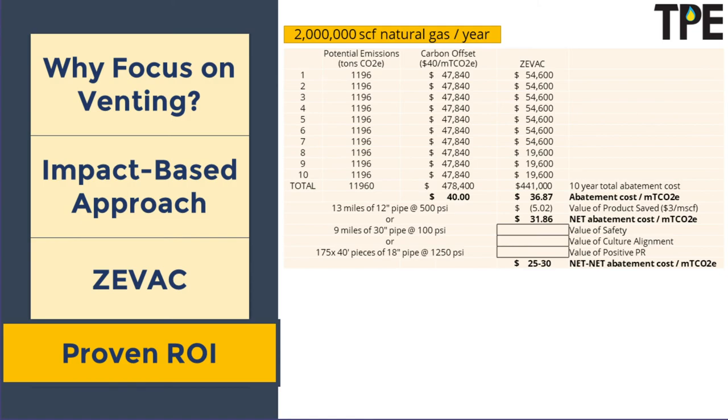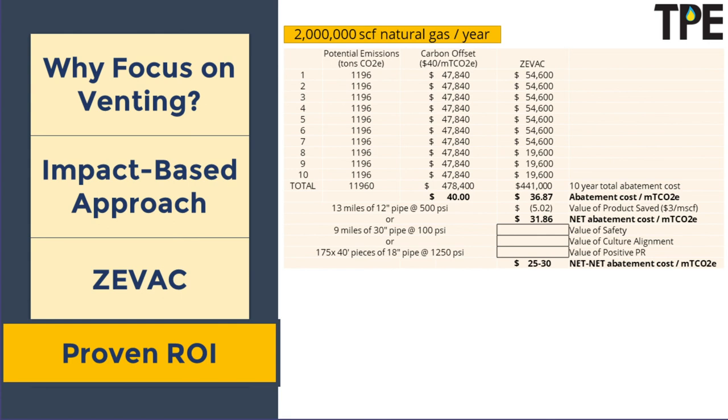So back to our structured approach. This is where I think it gets really interesting. The cost of abatement after methane is released: there's really no current option other than carbon offsets that I know of. After that is in the atmosphere, that's the only way to address it.